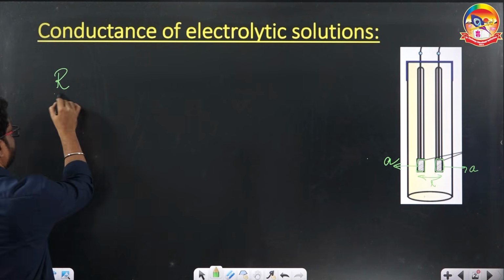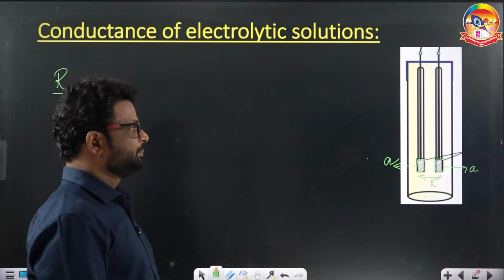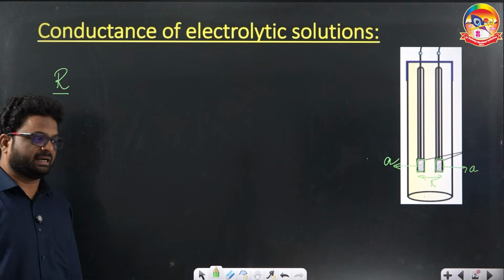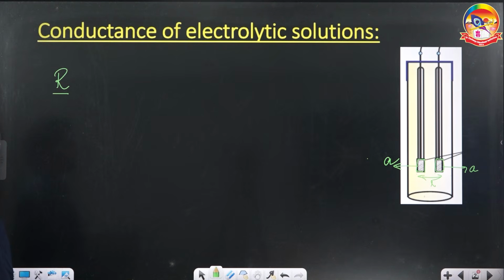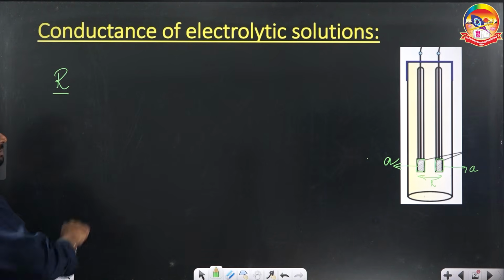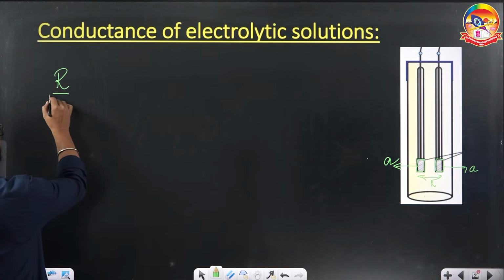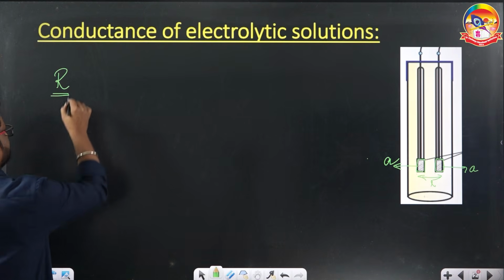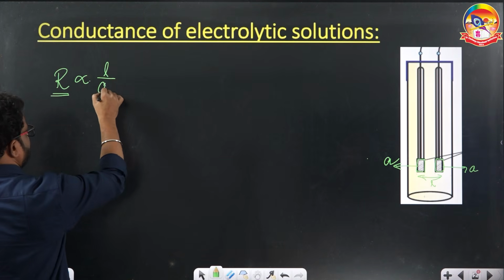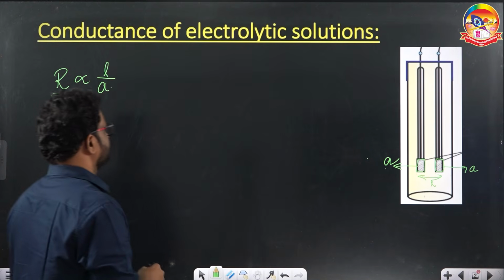There is certain resistance offered by the electrolyte, just like an electronic conductor, but this electrolytic conductor's resistance decreases with increase in temperature, or conductance will increase with increase in temperature. It is a differentiating point for electronic conductors and electrolytic conductors. So every electrolyte has certain resistance, and this resistance R is proportional to this L by A, that is distance between electrodes by area of the electrode plates.